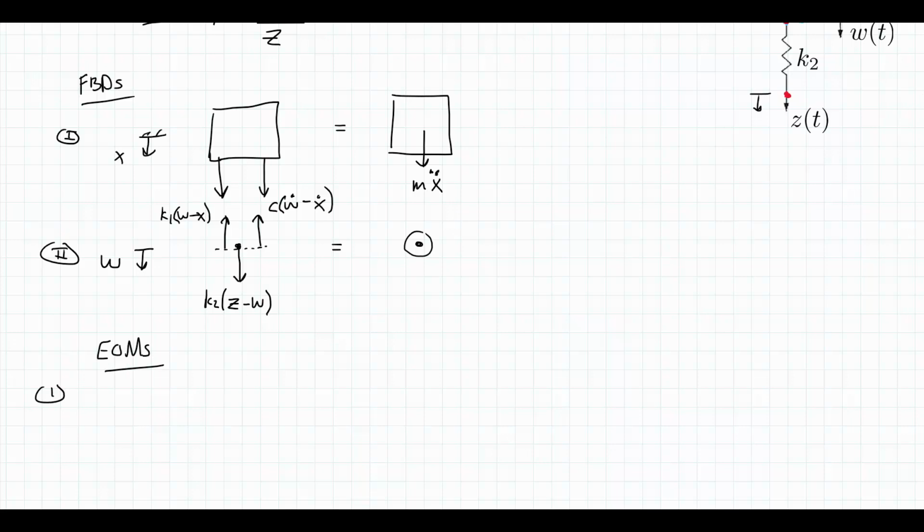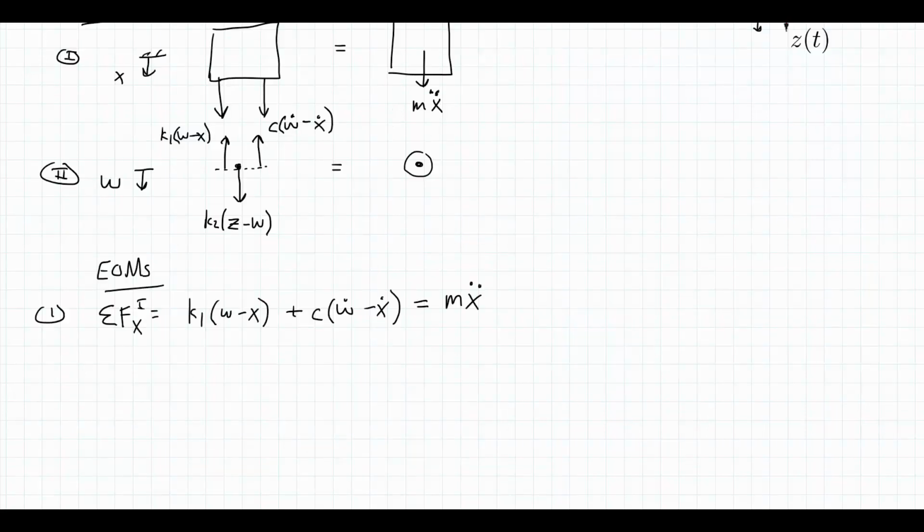And my first one, I am going to start by summing forces in the x direction in my first picture. With the direction of x, I have the arrow pointing down from the spring, which will be K1 (W minus x). And also pointing in the same direction, I have the tension from the damper, so that will be plus C times (W dot minus X dot). And on the right-hand side, I have the inertia, again pointing with the direction of the degree of freedom, mx double dot. That's my full first equation of motion from the first free body diagram.